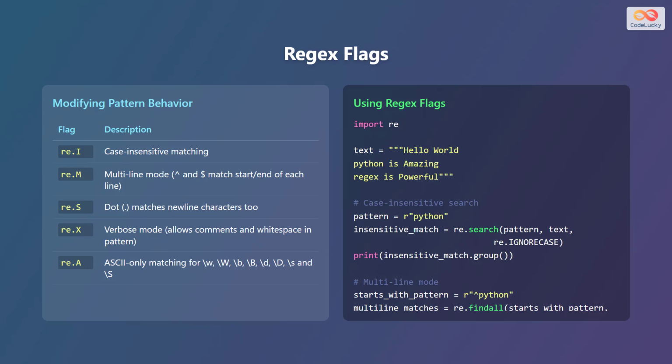Here is an example demonstrating regex flags. First, we import the re module. Next, we have a multi-line text string. The pattern r'python' with the re.IGNORECASE flag will match Python regardless of its capitalization. The pattern r'^python' with the re.M and re.I flags will find all lines that start with the word Python, regardless of its capitalization.